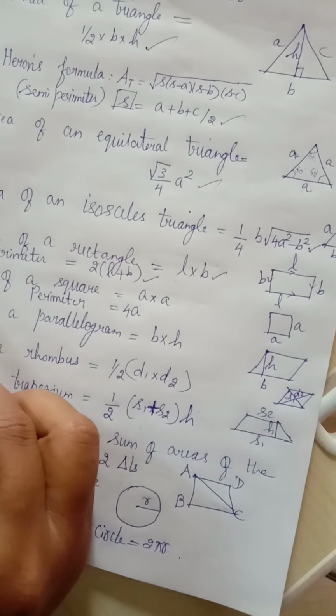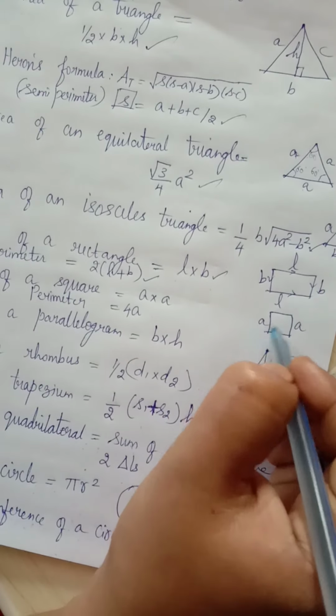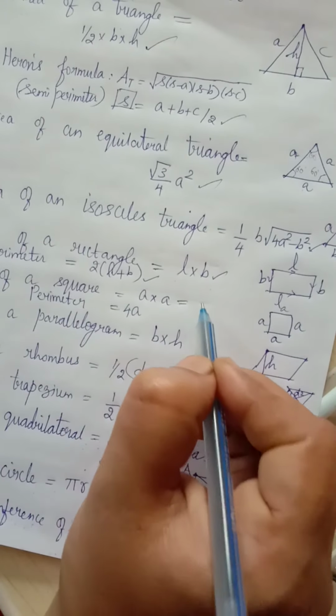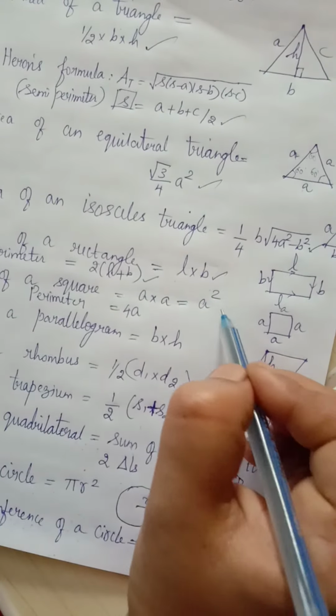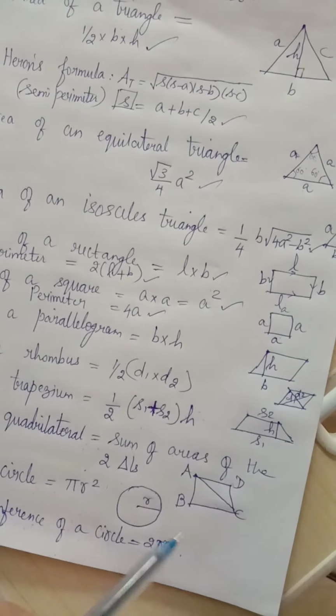The next thing we are going to see is the area of a square. In a square, you know that all sides are equal. If we take each side as a centimeter, then the area is given by a into a, which is equal to a square, and the perimeter is given by a plus a plus a plus a, which becomes 4a.